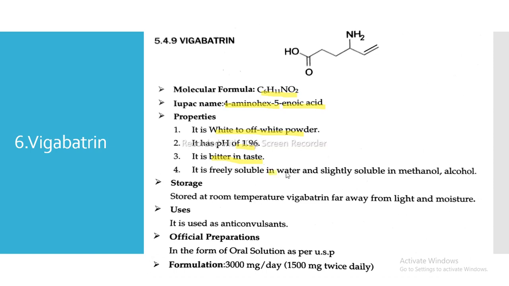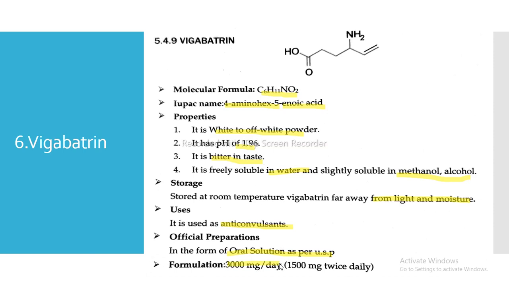It is soluble in water and slightly soluble in methanol alcohol. Next, storage condition: it should be stored away from light and moisture so as to prevent the drug from degradation. Next, it is used as an anticonvulsant. Official preparation is in the form of oral suspension as per USP, that is United States Pharmacopoeia, and the formulation is 3000 mg per day. So this was it for Vigabatrin.